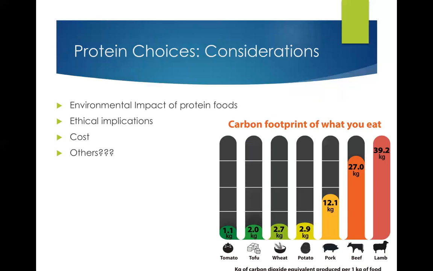There are ethical implications. Perhaps you're concerned about animal welfare, cost considerations, and other considerations. Maybe you want to choose free range or cage free or all natural or certified humane or something like that when you're choosing your proteins.